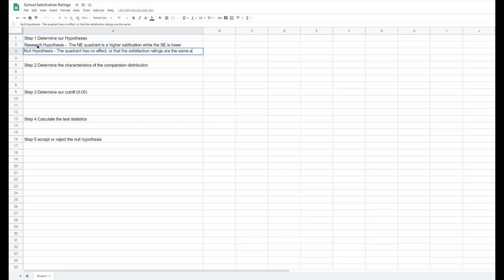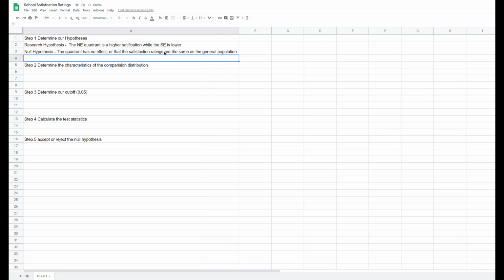or that the satisfaction ratings are the same as the general population of all the surveys that were taken. So we're going to be comparing our scores against the mean satisfaction rating across New Mexico. So that is our comparison distribution. That's the null hypothesis. There's nothing different from our data from our friend in the southeast or northeast Heights. It's just what you would expect to get through random sampling alone.